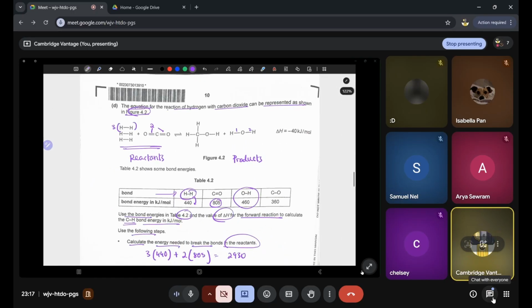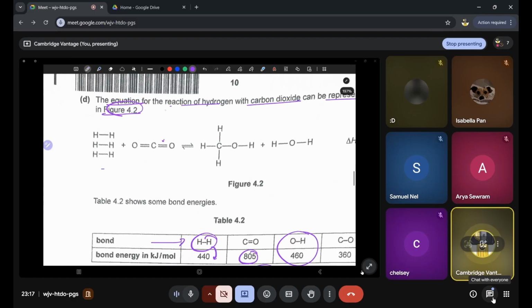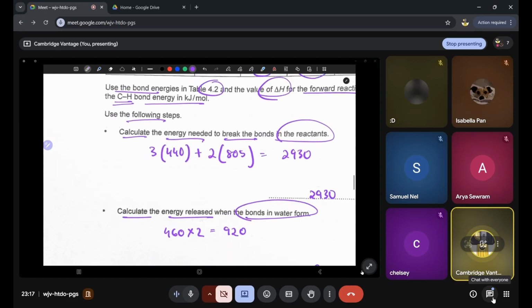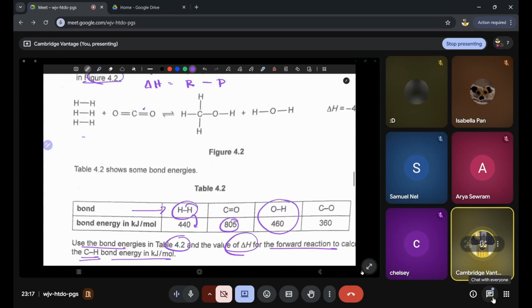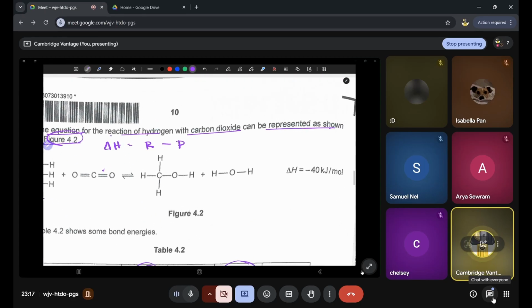Now, let's say you are a bit clueless as to how you're supposed to get to the carbon-hydrogen bond. Just try to form an equation using this idea. We know that enthalpy change is reactant bond energy minus product bond energy, or basically reactant minus product. So we already know the reactant bond energy as 2930. So let's try and form an equation. Minus 40 is equal to 2930. That's the reactant bond energy minus the product bond energy.